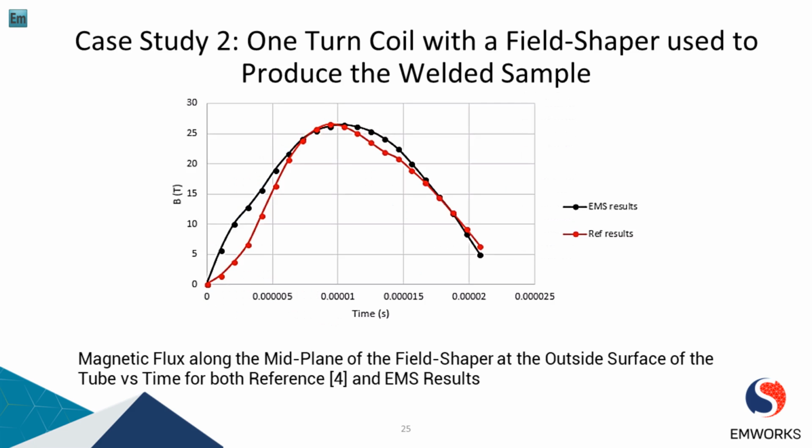Moving ahead, in this segment we compare the magnetic flux along the mid-plane of the field shaper at the outside surface of the tube using both reference data and the EMS simulation result. As you can see, the black waveform represents the EMS results and the red one represents the results that we took from one of the reference papers listed at the end of the presentation.